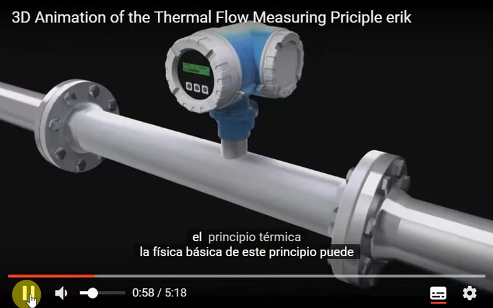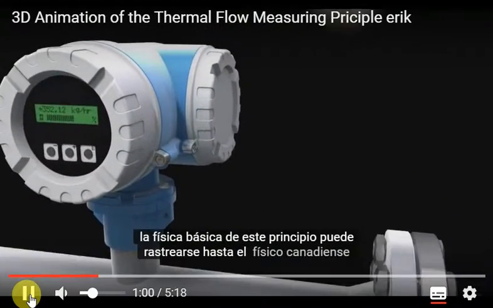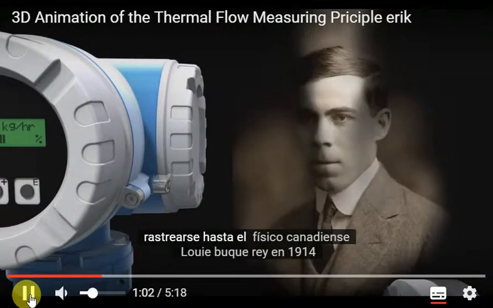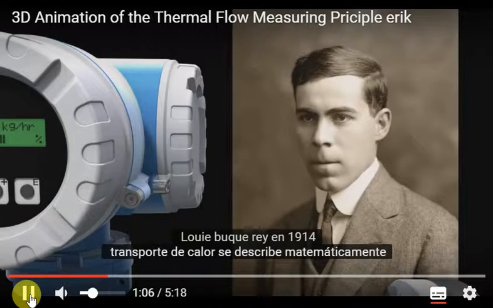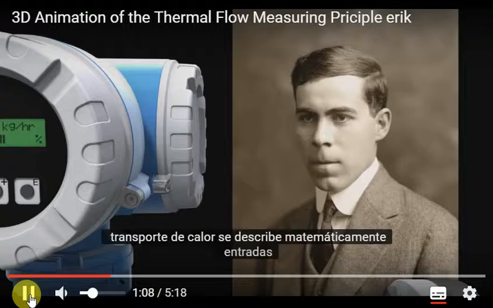The basic physics of this principle can be traced back to the Canadian physicist Louis Vaisseau-King. In 1914, he mathematically described heat transport in flows.